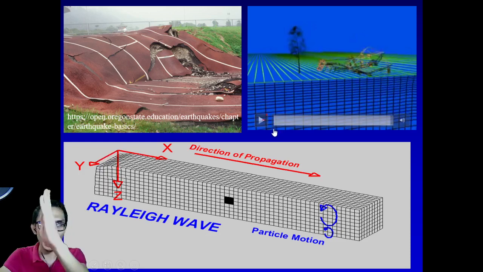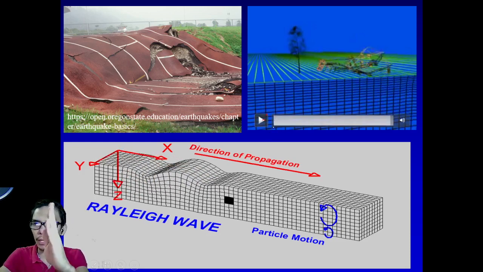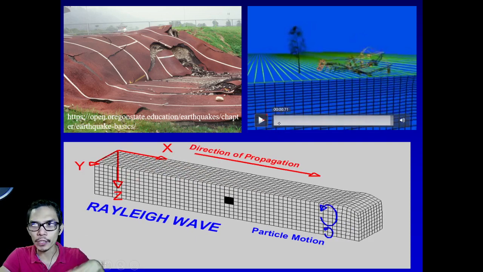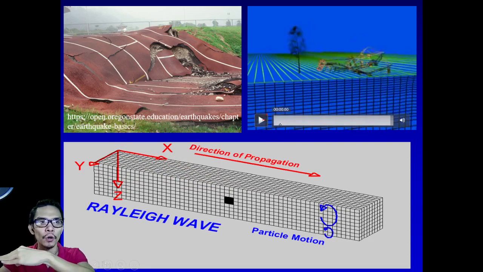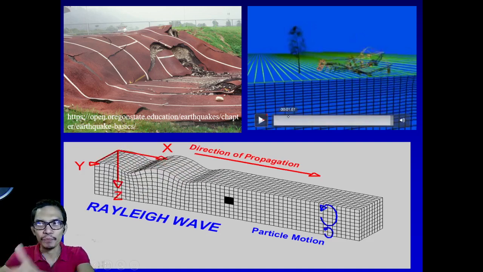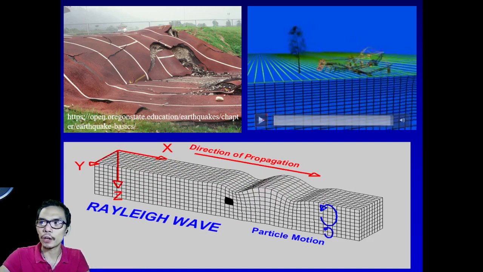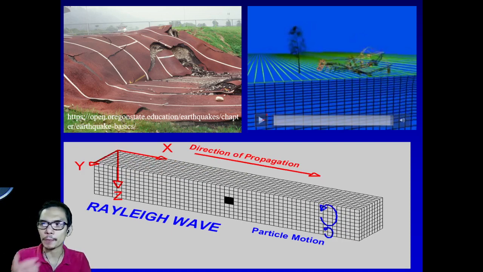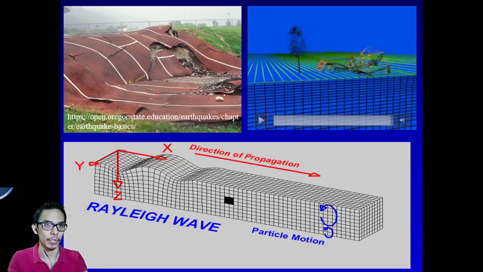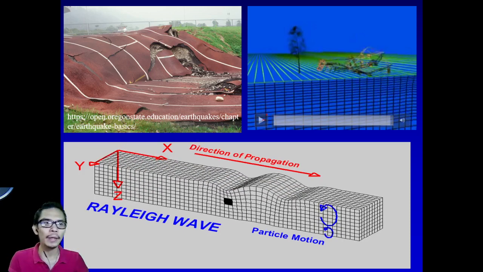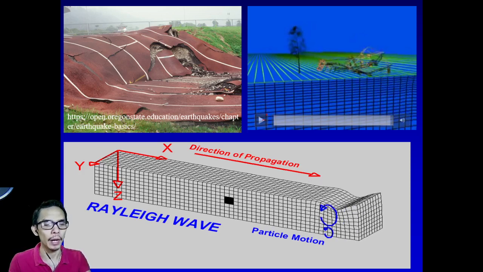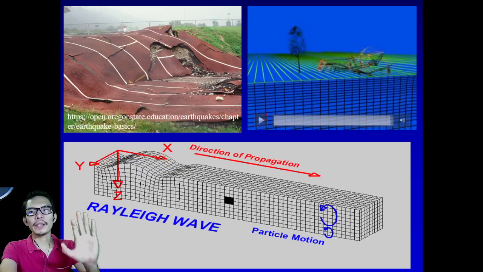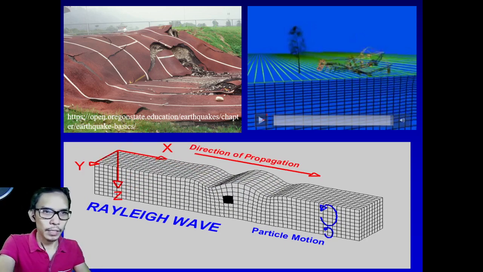So vertically up, there's a force that goes upward, there's a force that goes in the right direction, there's a force that goes downward, and there's a force that goes in the left direction. If your building is not sturdy enough, it will collapse when a Rayleigh wave passes through it. So that is the Rayleigh wave, another type of your surface wave. Those are the different kinds of seismic waves.